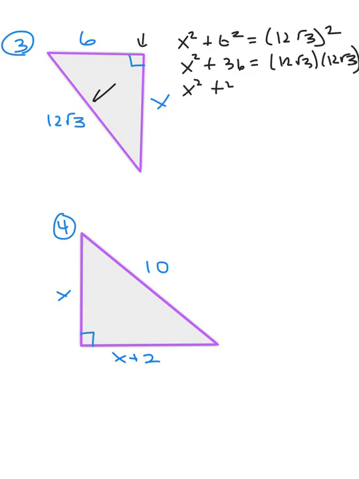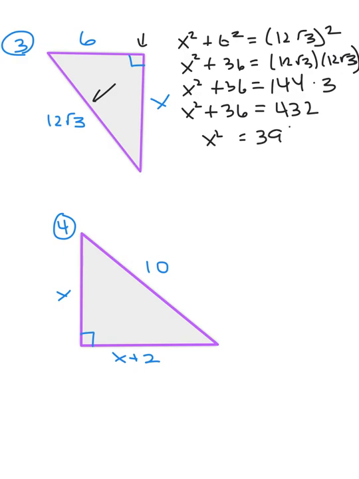X squared plus 36 is equal to 12 times 12 gives me 144, and root 3 times root 3 gives me 3. So I have x squared plus 36 is equal to 432. I subtract 36 from each side, and I have x squared is equal to 396. Take the square root of both sides, and 396 is not a perfect square, but I do know that 36 goes into that, so that's my highest perfect square I can work with. So I have x is equal to the square root of 36 times the square root of 11, so x is equal to 6 root 11.